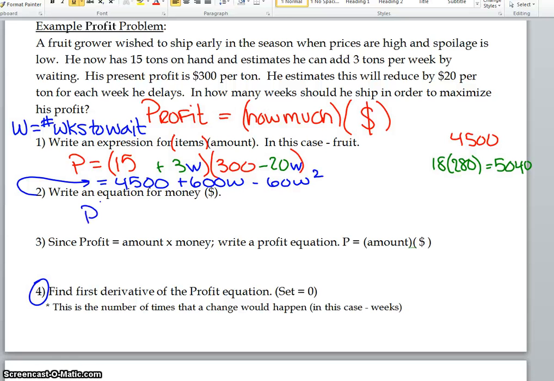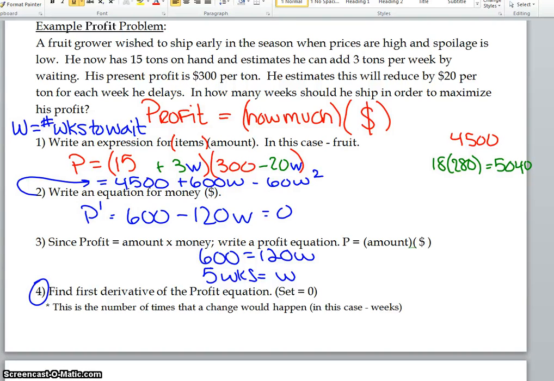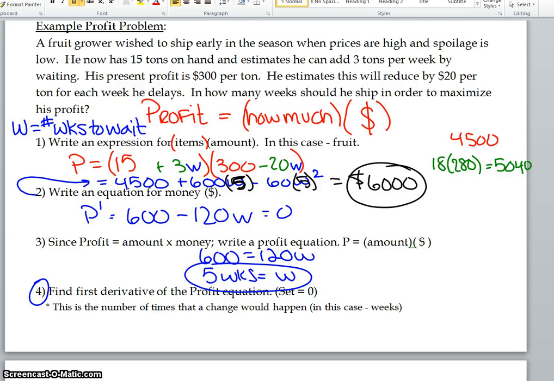The derivative of a constant, so 4,500, is 0. Then I have 600 minus 120W. Set that to 0, so 600 equals 120W. And so I should wait 5 weeks before I sell. Now, go back and plug that 5 weeks in for W. And what you find out is that you're going to have a profit of $6,000 max.